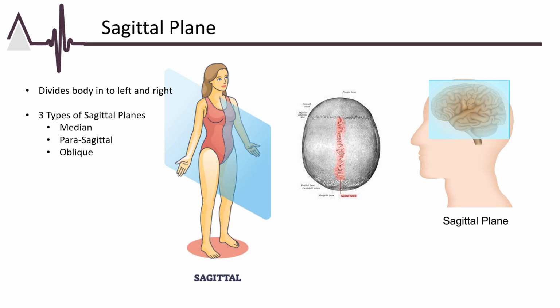This plane is particularly useful for examining the spine, the brain, the skull, and the limbs. In medical imaging such as X-rays, CT scans, and MRI scans, the sagittal plane is often used to create images that show structures in the body from the side, which can reveal important information about the size, shape, and orientation of different organs and tissues.